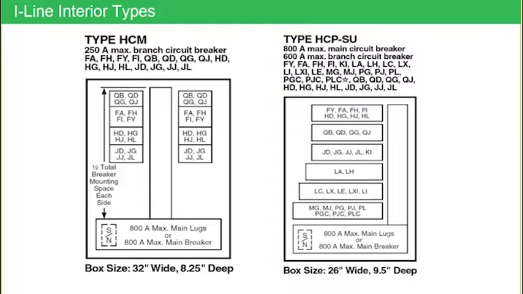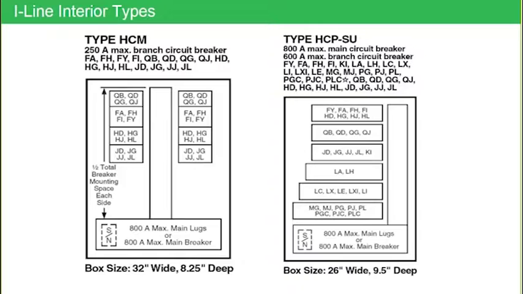800 amp maximum main breaker, 600 amp maximum branch breaker, and then drop down to the dimensional information below. And just to remind you, 26 inches wide. The niche application that this panel board fits into is where your customer doesn't have a whole lot of wall space. They have a very narrow opening. They only have 26 inches wide in their gear room.